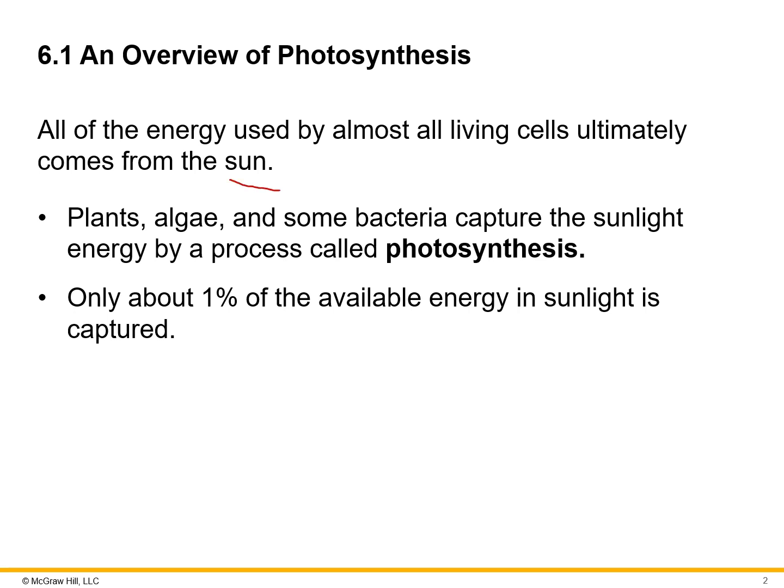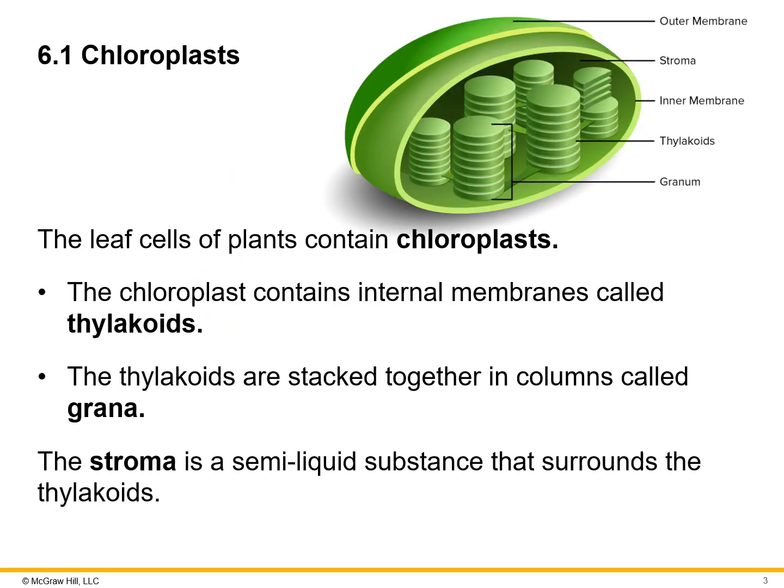Ultimately, all energy comes from the sun in some form or another. We can stand in the sun all day long and we are not going to get any energy from that. So we rely on organisms like plants, algae, and some bacteria to go through this process of photosynthesis that is able to capture that sunlight energy and use it to make food. Interestingly enough, of all the energy coming from the sun, only about 1% of it is actually used for photosynthesis.